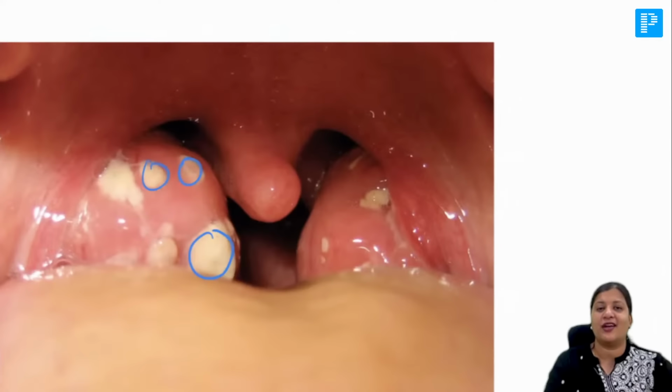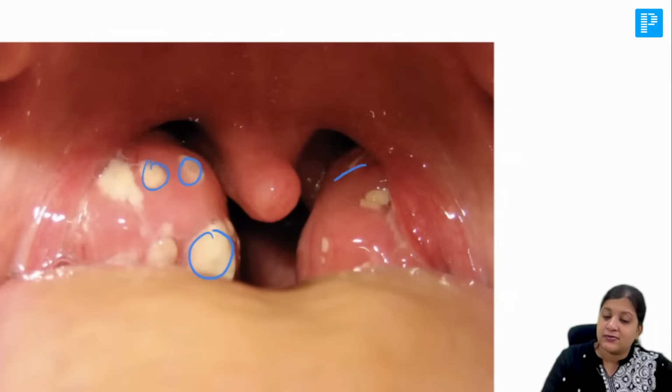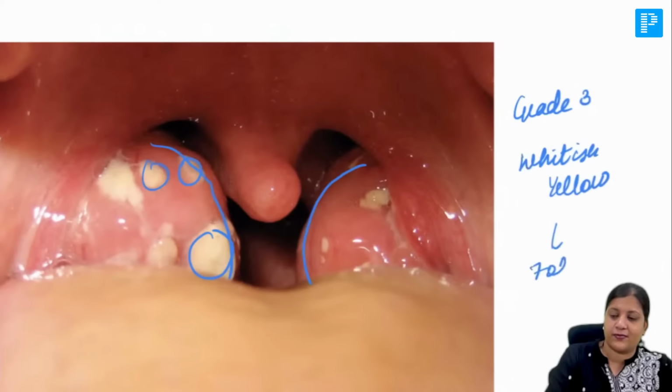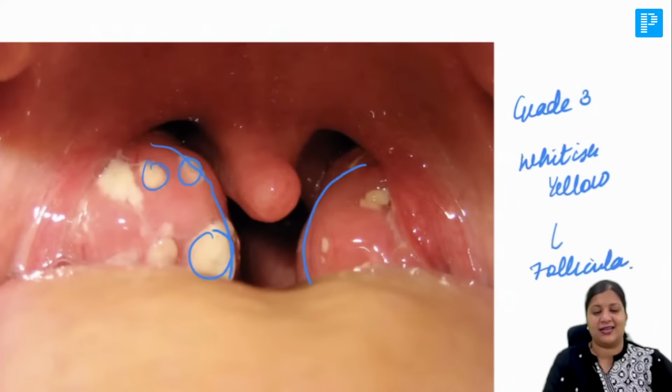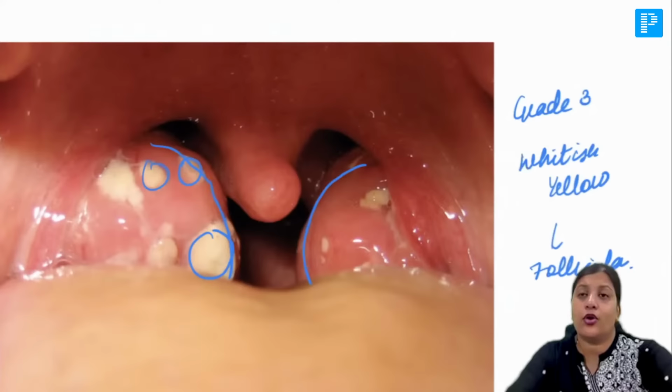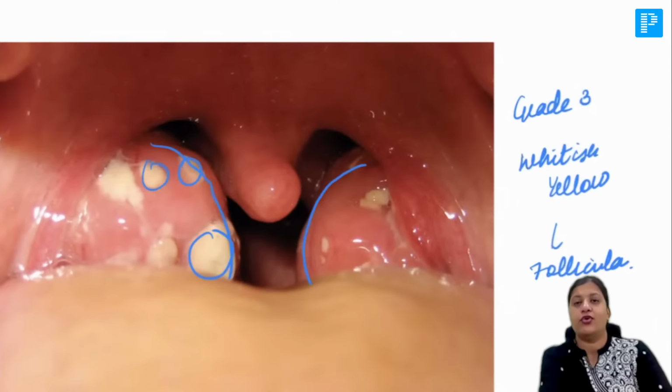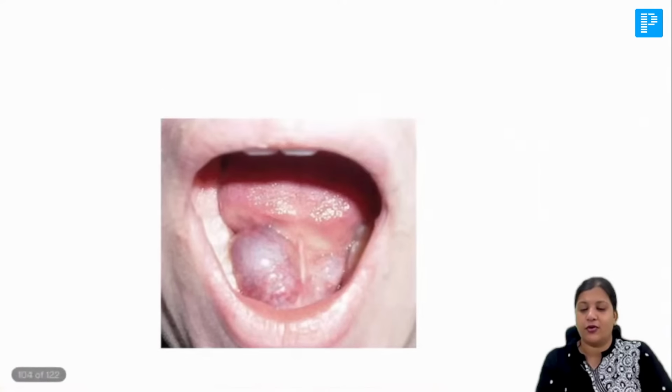the tonsil. What kind of tonsillitis? The tonsil is bulging, almost occupying 75% of the airway space. Such a tonsil, we call it as grade 3 tonsil. And when there is whitish yellow dots on the surface of the tonsil, what will we call it as? Follicular tonsillitis. Very good. Now, acute or chronic, based upon the disease duration, you can identify. But for now, you know that it is a follicular type of tonsillitis.